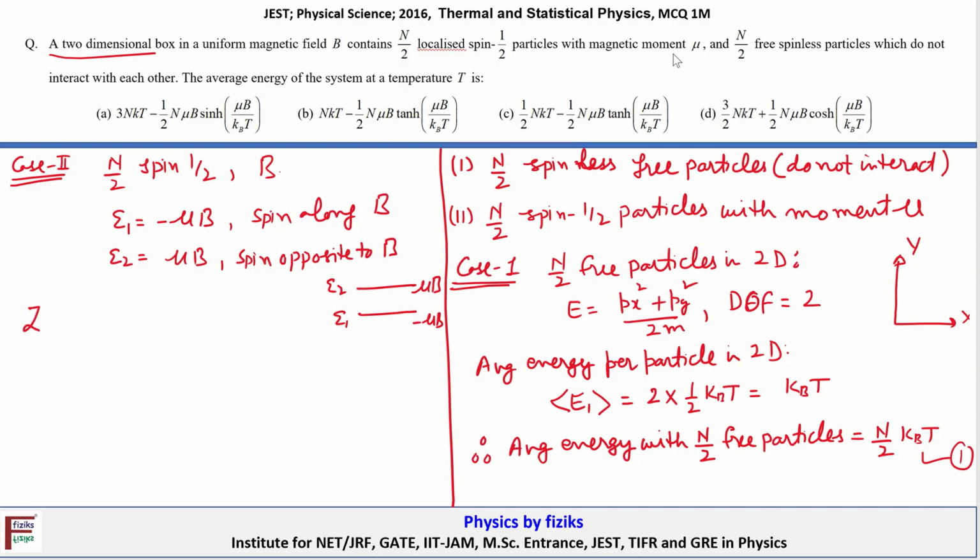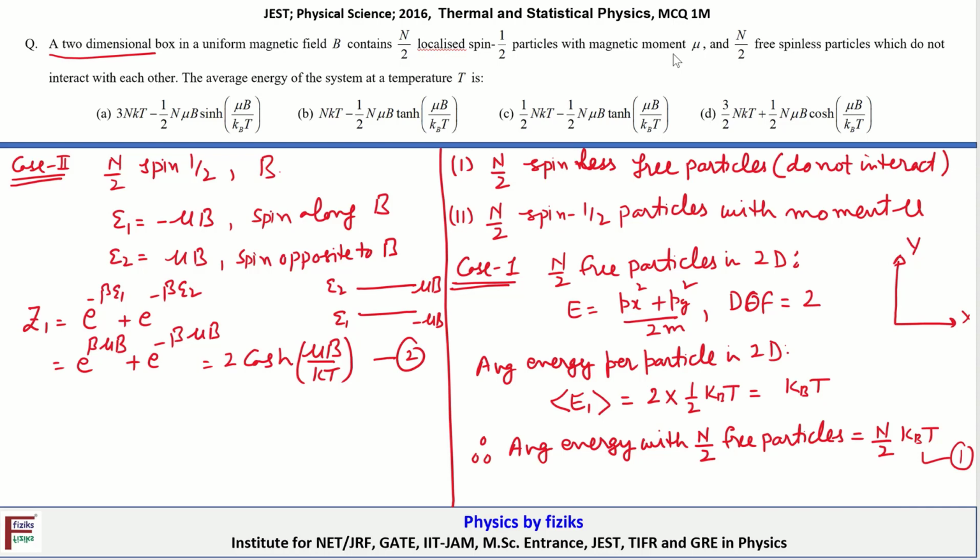Okay, so the partition function for a single spin system is Z1, that is equal to exponential minus beta E1 plus exponential minus beta E2, and that is equal to exponential beta mu B plus exponential minus beta mu B. That is equal to 2 cosh of mu B by kT, or beta mu B, you can say mu B upon kT. Let's call this equation 2. So from here the average energy per spin can be calculated.